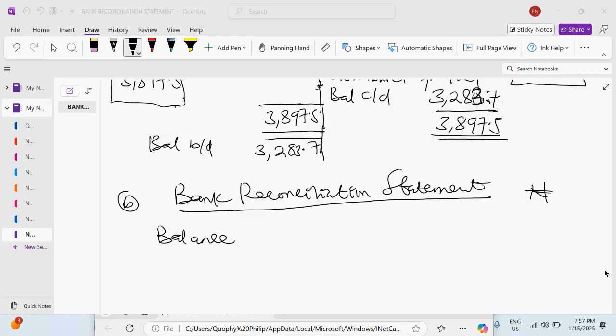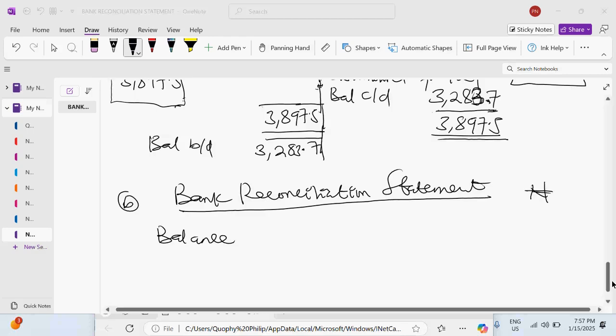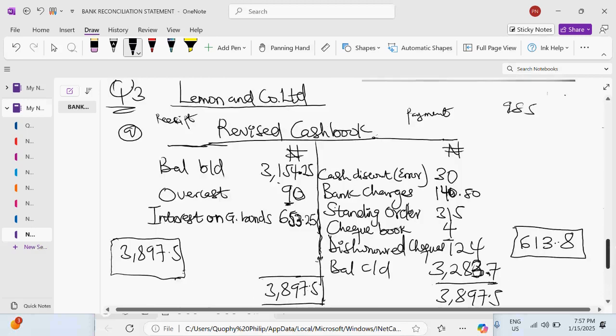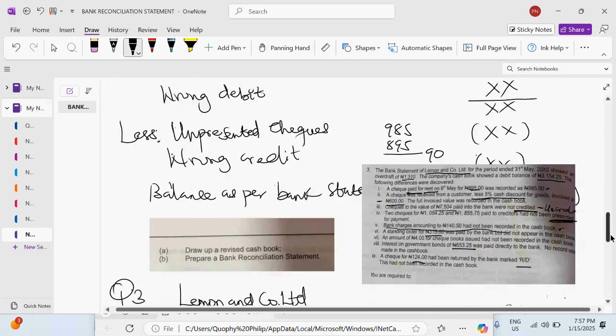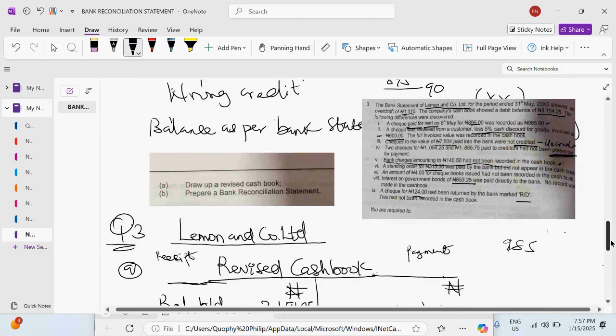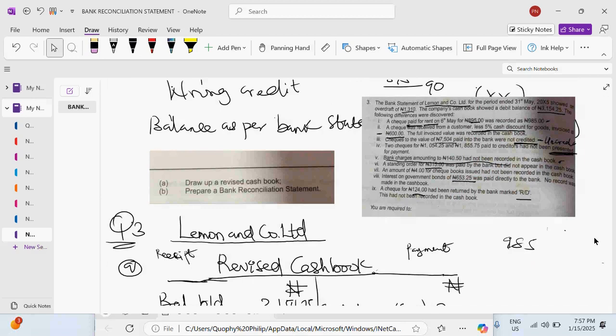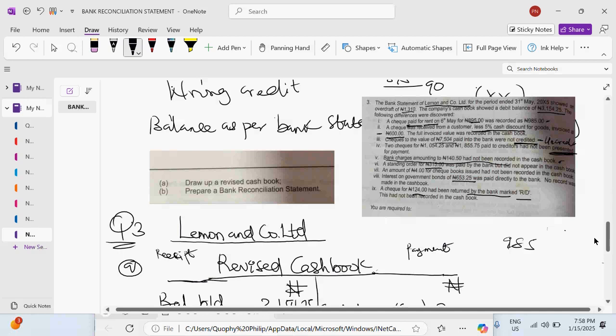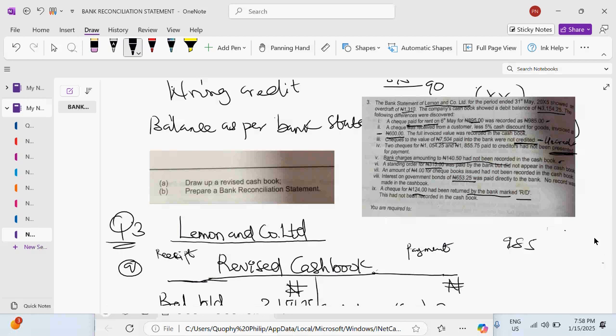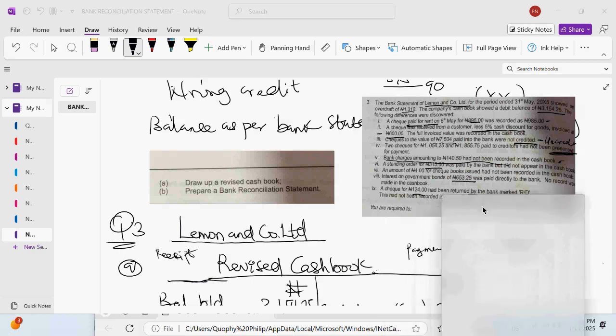Okay, so let's go back to the question. What does the question say? A check for 124 had been returned by the bank, marked RD. Yes, so marked returned by the bank. What does it mean? It was returned to us, right? Can you see that? I don't know if I've answered your question. Can you see that?